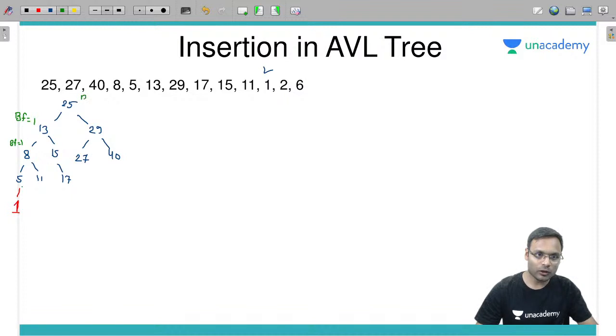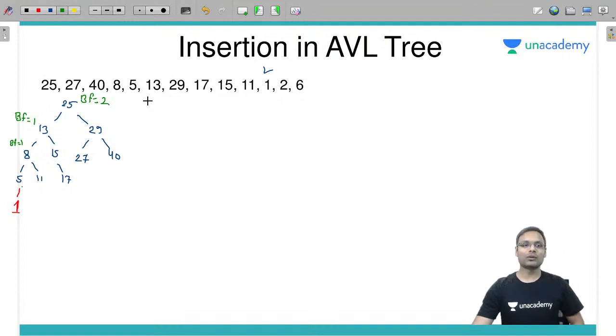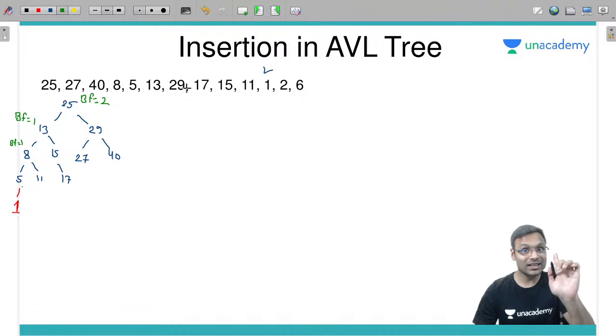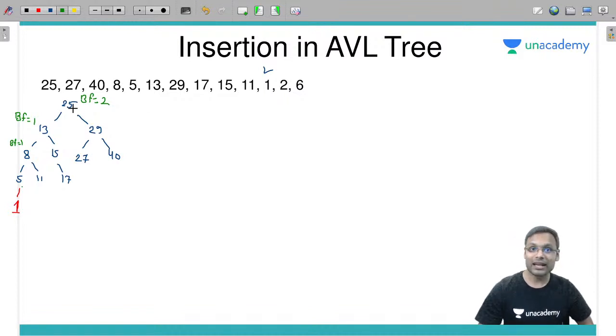At 25, what is the balance factor? 4 minus 2, 2. Balance factor at 25 is 2, which means there is imbalance. Yes, there is imbalance at 25. Where is the newly inserted node from 25? Which side? Left and left. So which rotation should we do? LL at 25. Let's do that.